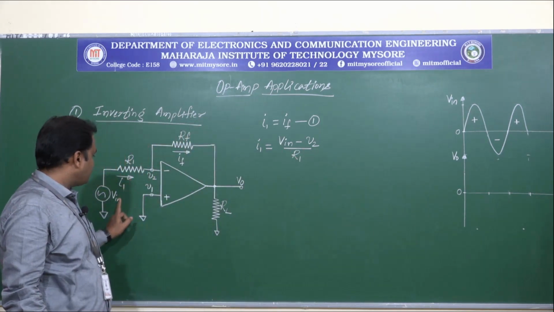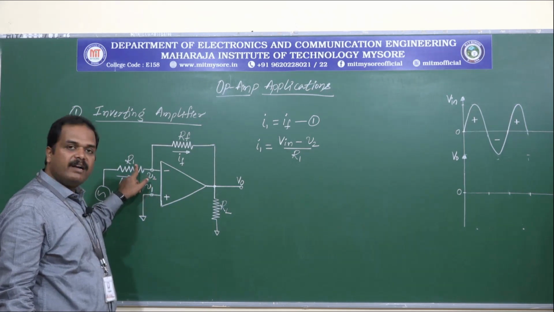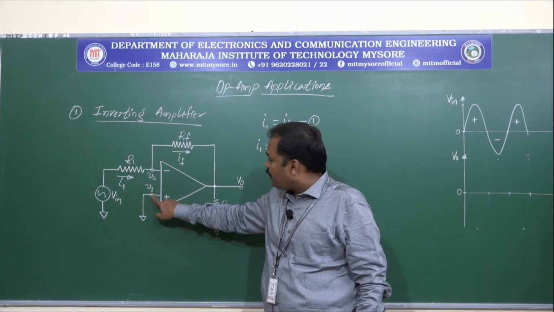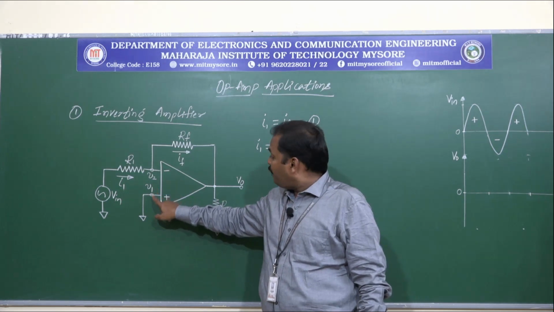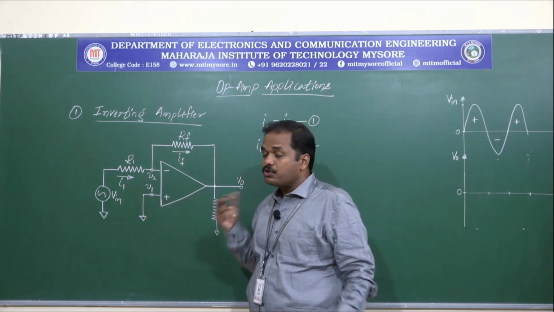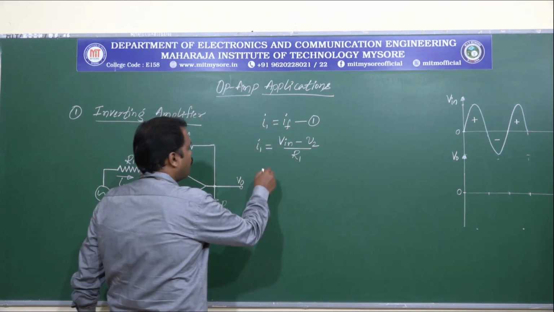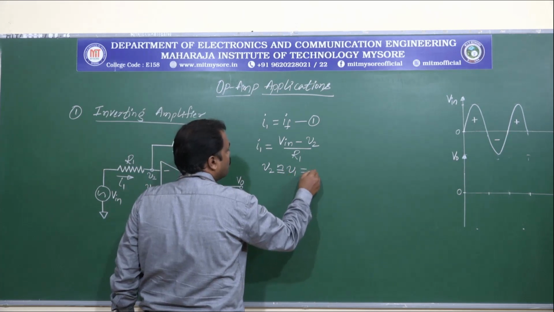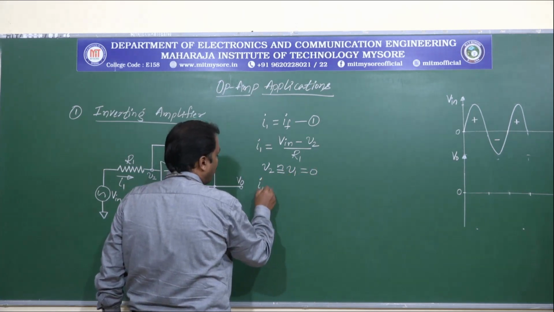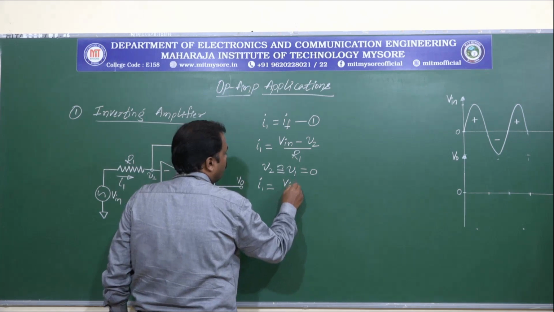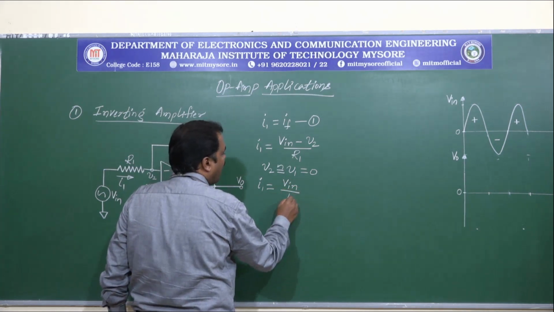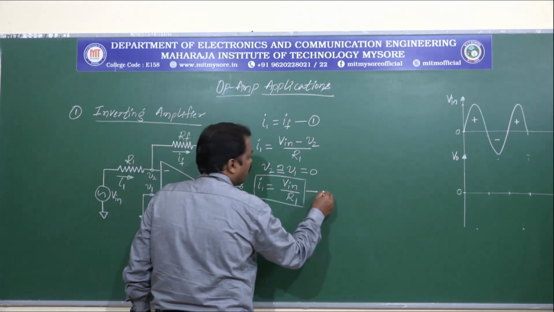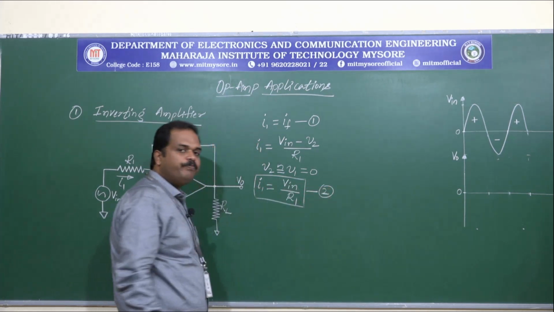So I1 is written as Vin minus V2 divided by R1, and here we have V2, which is virtually connected to V1, and V1 is connected to ground. So we can say V2 is approximately equal to V1, which is equal to 0. So I1 would be equal to Vin minus 0 divided by R1, which is Vin by R1. Let us call this equation 2.